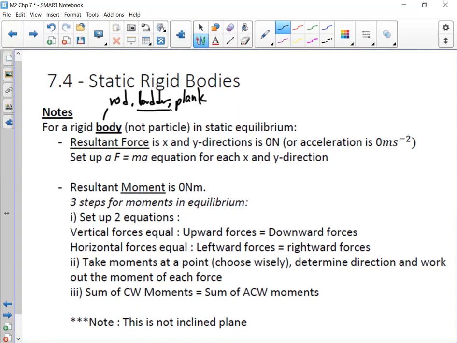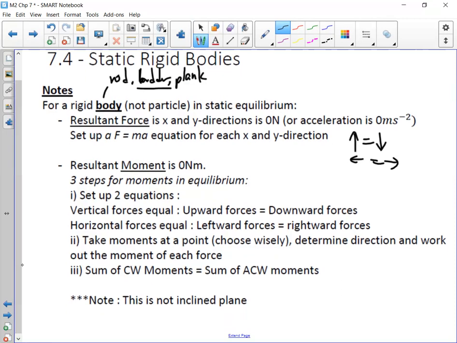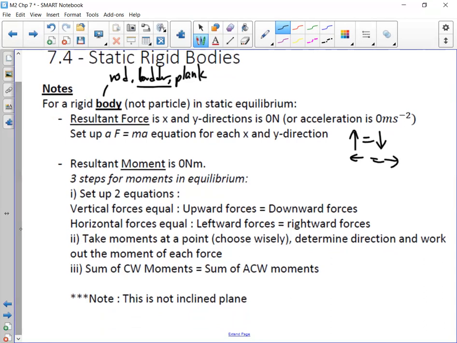So first of all, the resultant force in both directions is 0. So upward force equals downward force, left equals right. That's the very first step we're going to do. Up equals down, left equals right. It's not going to be simple, but here's the concept. Up equals down, left equals right. The next step is to make the resultant moment equal 0 Newton meters. To do the resultant moment, again, you will have to take moments at a point. So actually these three steps, yes, sorry, these three steps, that's correct.